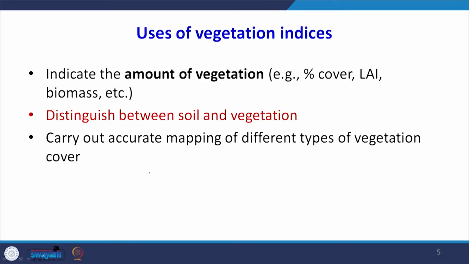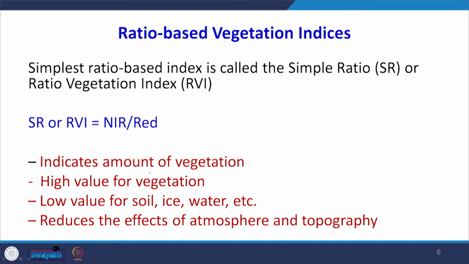It will also help me in separating the vegetation cover from the soil. Sometimes it is difficult if I take the raw data and try to classify the two categories, soil and vegetation. The third category is water, if you remember the spectral reflectance curves of these three important classes. We want to separate them with the help of these popular indices. We then carry out accurate mapping of the vegetation cover after creating those indices and using them for further analysis.